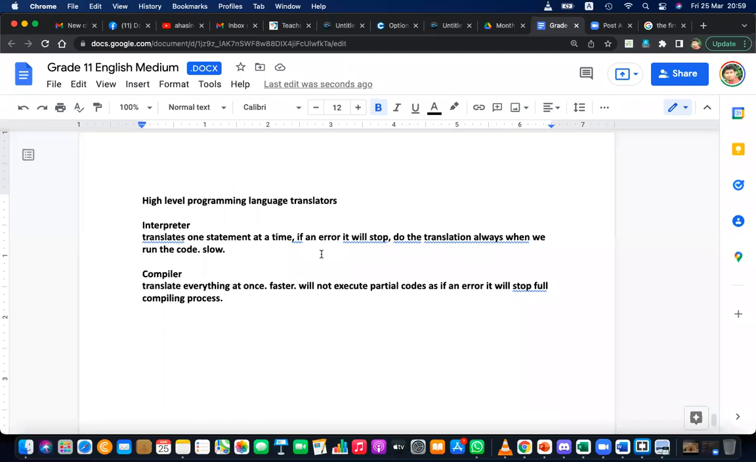But if a compiler does the translation, what will happen? The compiler will also detect the error. So the 5th line has an error, and the compiler will stop the entire translation. It will not translate at all. Therefore, you can't run even the first 4 lines.